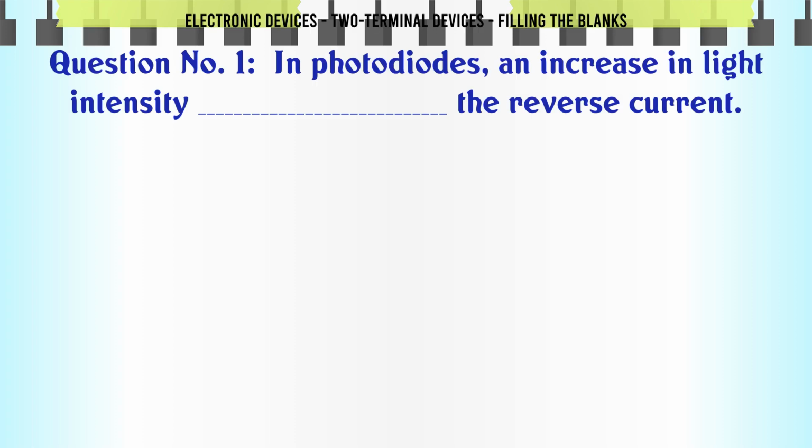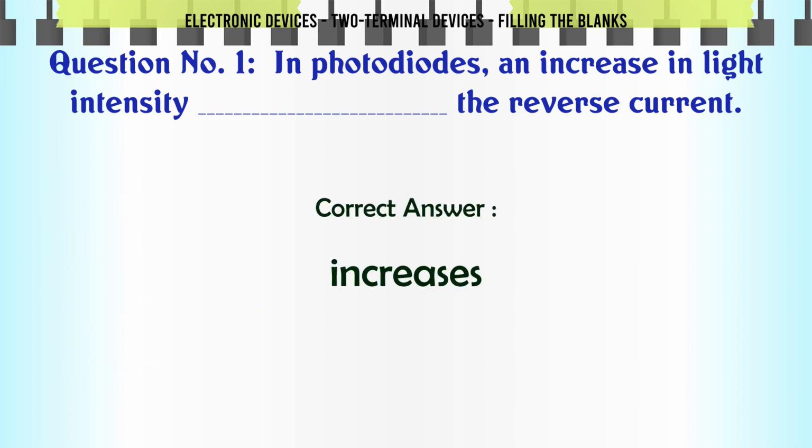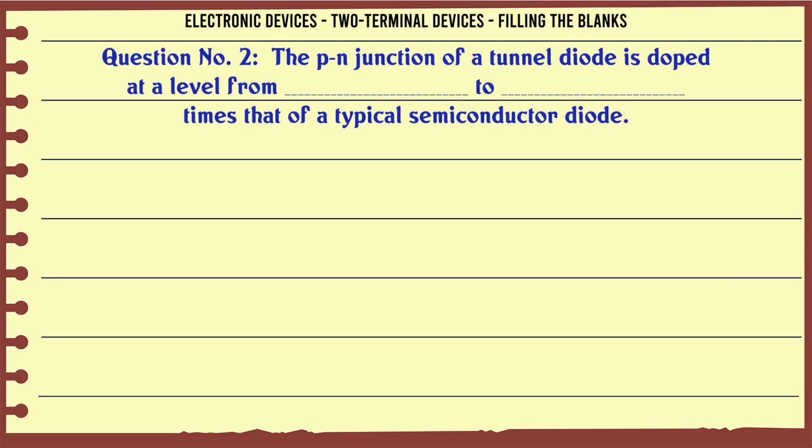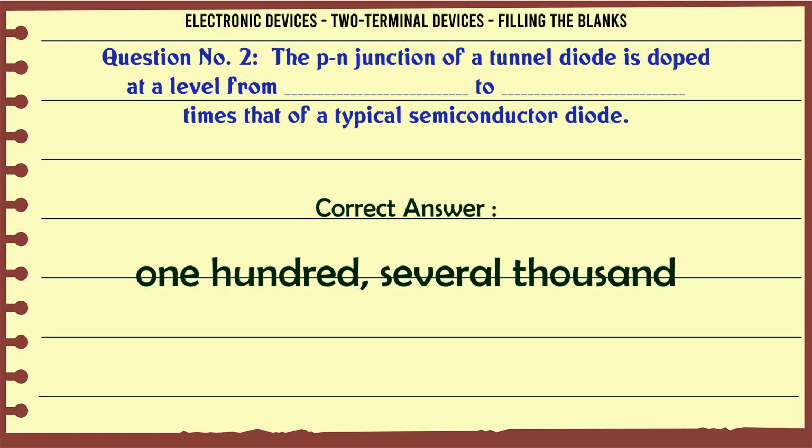In photodiodes, with an increase in light intensity, the reverse current: A, increases; B, decreases; C, maintains; D, none of the above. The correct answer is increases. The p-n junction of a tunnel diode is doped at a level from 2 times that of a typical semiconductor diode. A, 1 to several; B, several to 10; C, more than 10 to several hundred; D, 100 to several thousand. The correct answer is 100 to several thousand.